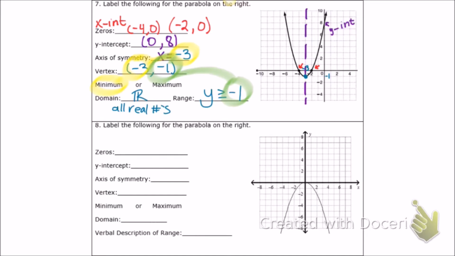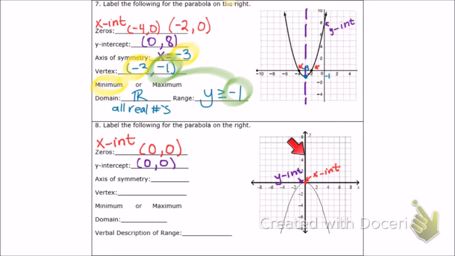Okay, let's go with number 8. We need to find the same things, the zeros, the y-intercept, and so on. So let's begin with the zeros. Zeros, again, are the x-intercepts. All right, so we're going to follow the parabola. The parabola touches the x-axis at this point right here. So this is going to be my x-intercept, and this time we only have 1, and the coordinate point is 0, 0. The y-intercept is where the parabola crosses the y-axis, and look, it crosses at the same place as the x-intercept. So our y-intercept is going to be the same, 0, 0.